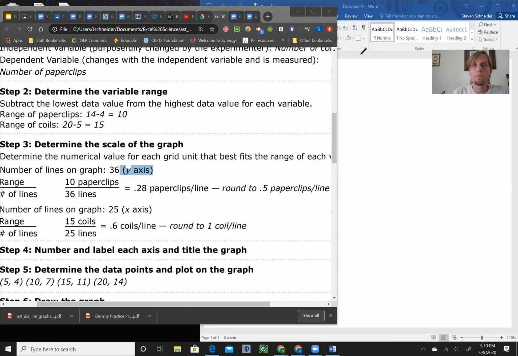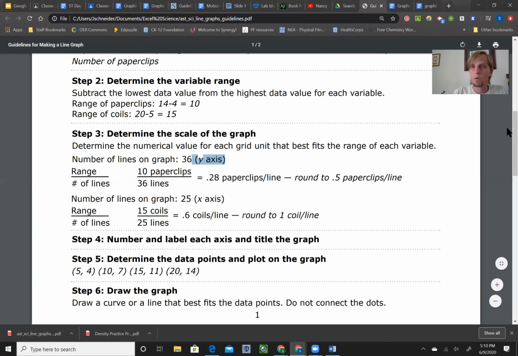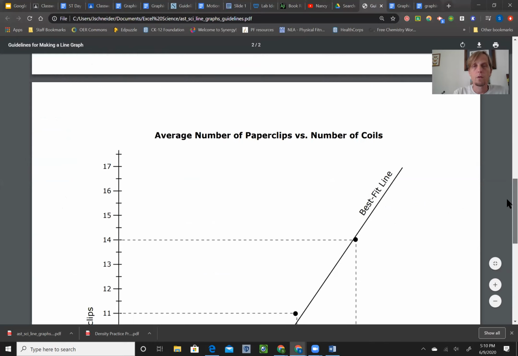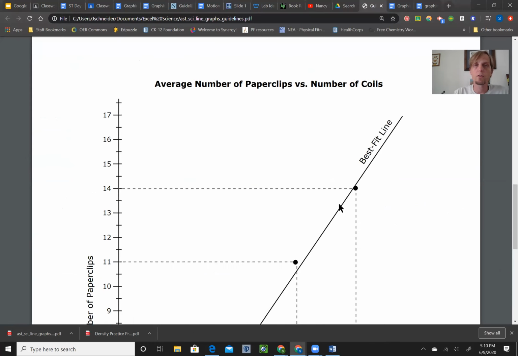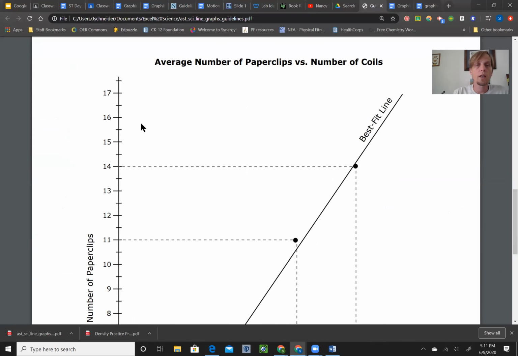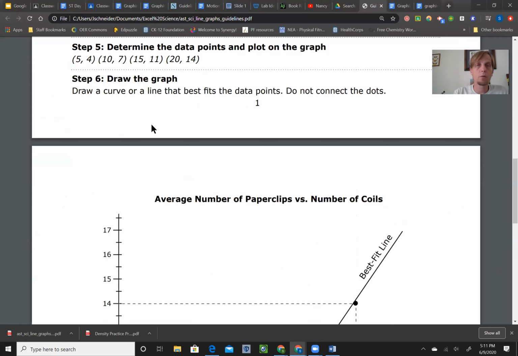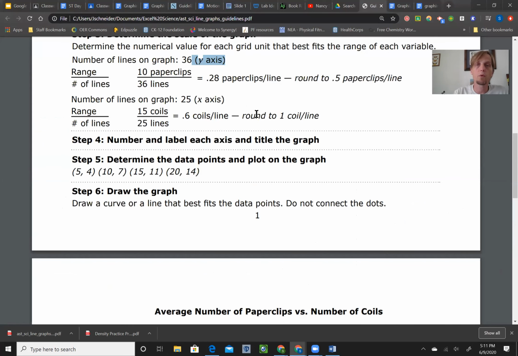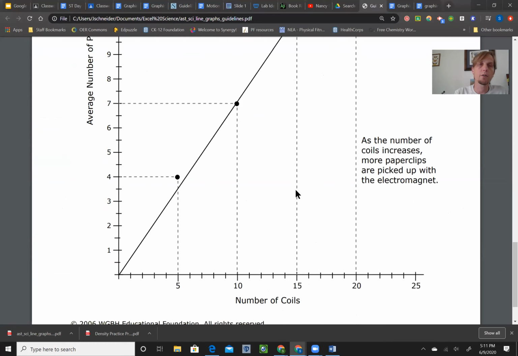In our example, if we look down here, we'll see what that answer was. And you already know this if you looked at this. So you can see that they went ahead and by the numbers they rounded to 0.28.6 comes to 1 coil per line and 0.5 paper clips per line. Let's count 0.5 paper clips per line.